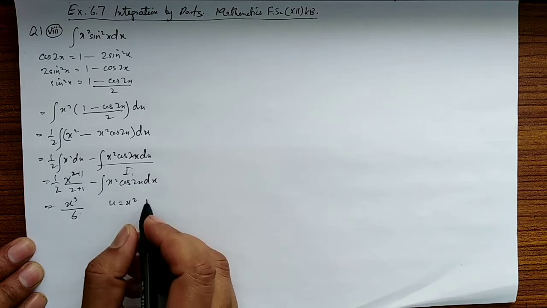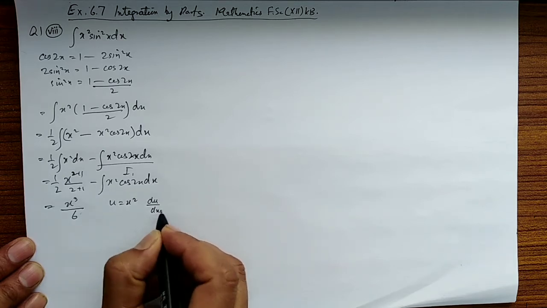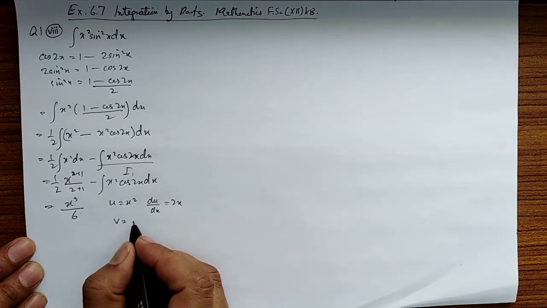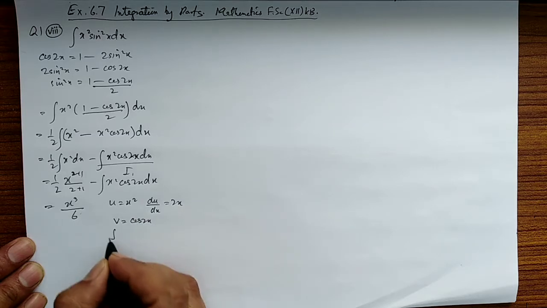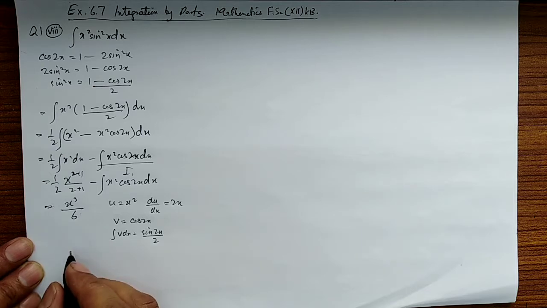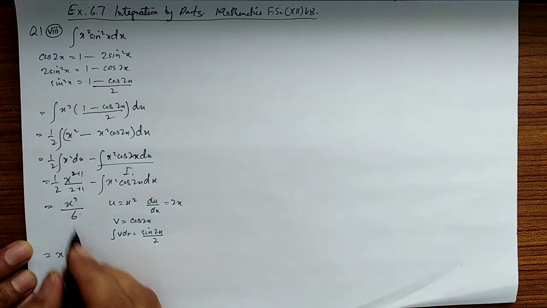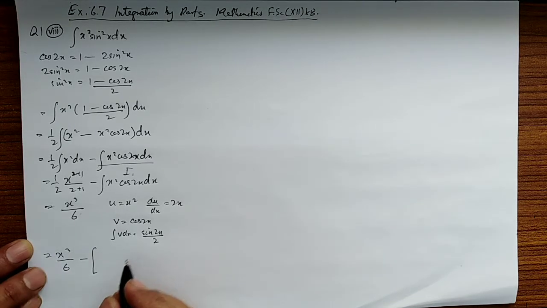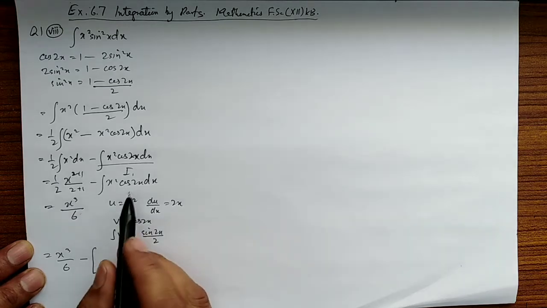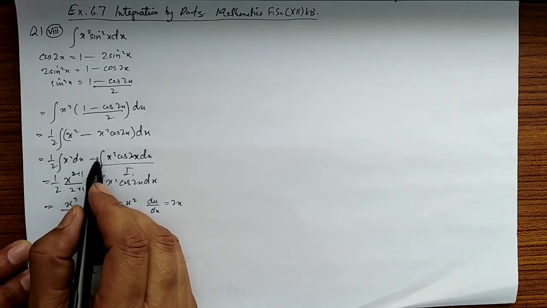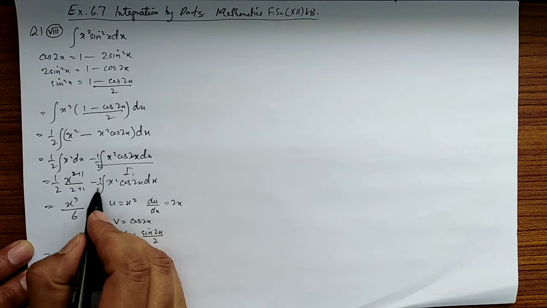So du upon dx is 2x. And now let v equal cos 2x, the integral of v will be sine 2x upon 2. So by using the formula, I'm writing this one here again, and inside the bracket I'm going to write one thing. One mistake I have made: I didn't write 1 upon 2 here.